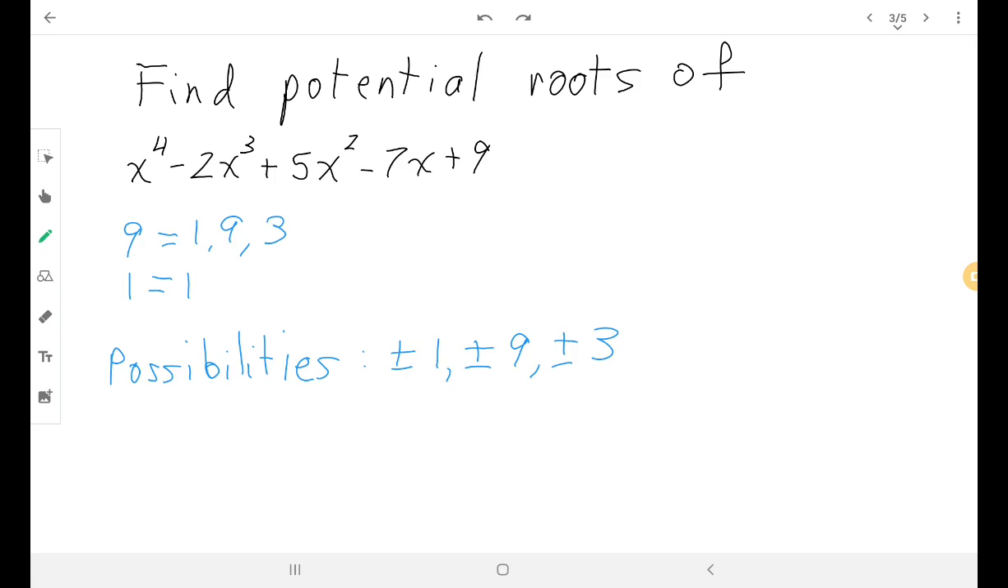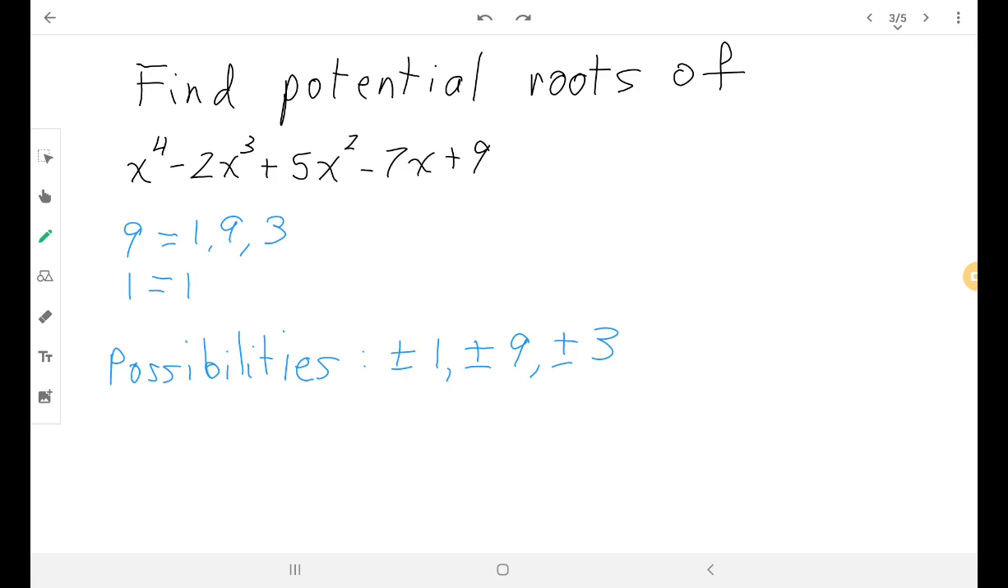How do I know which ones will work? Well, there's actually a pretty straightforward way. It's not always a quick way, but it is a straightforward way. You plug each of those numbers in for x, and you simplify and see if you come out with 0. And that'll tell you which ones are actually roots. Okay? But we'll talk about that again a little bit later.